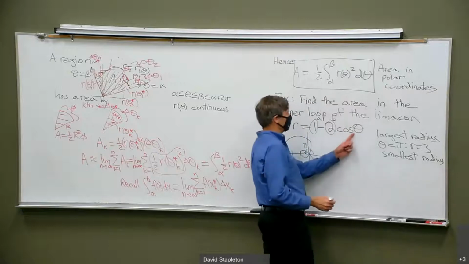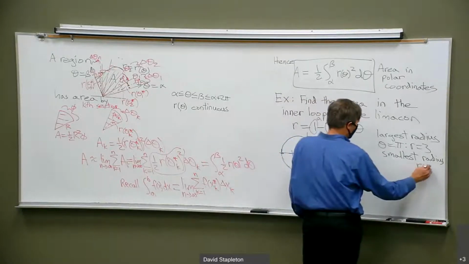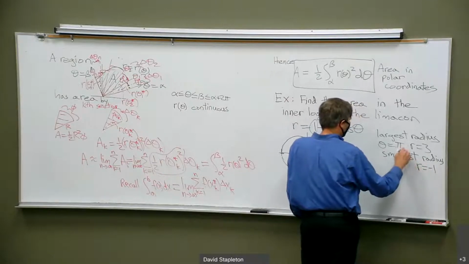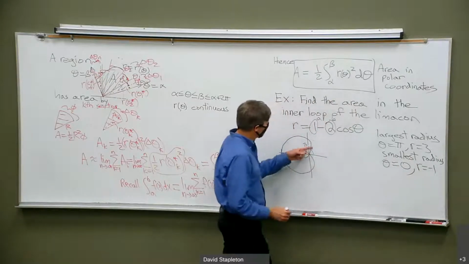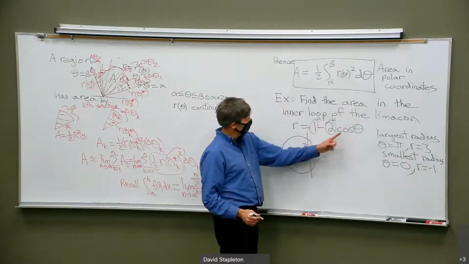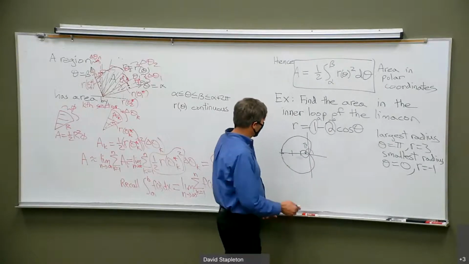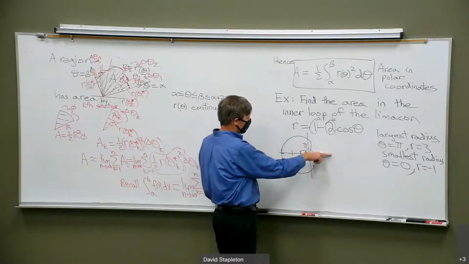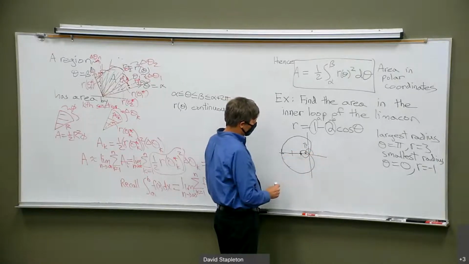Smallest radius is when cosine equals 1. Then you get 1 minus 2 times 1 is -1. When theta equals 0, you get 1 minus 2 times 1 is -1. That's the smallest radius, the most negative. So if I turn around to 0 degrees, then I back up 1 unit and I plot this point. So I've got it drawn just right there.